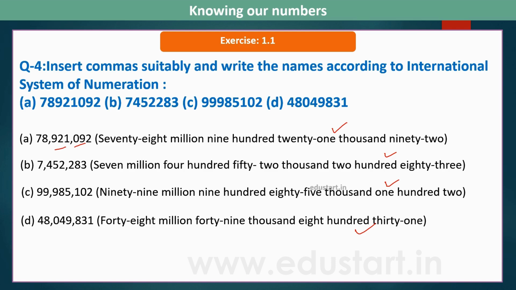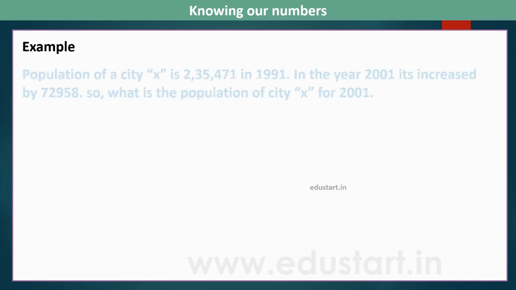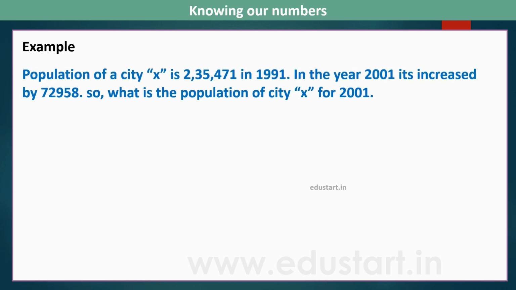Got the point? So let's go through an example. Population of city X is 2,35,471 in 1991, and in the year 2001 it is increased by this amount, 72,958. So what is the population of city X for 2001?